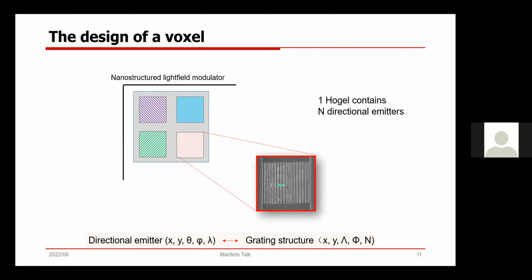Following our strategy, we designed a vortex. In this vortex, we have different kinds of nanogratings with different period and different orientation. It corresponds to the waveform information. We know there are seven parameters in our waveform. However, we need at least four parameters to reconstruct the light field. Here we use five parameters. X, Y is the position, and period and orientation is the structural parameter of the nanograting.